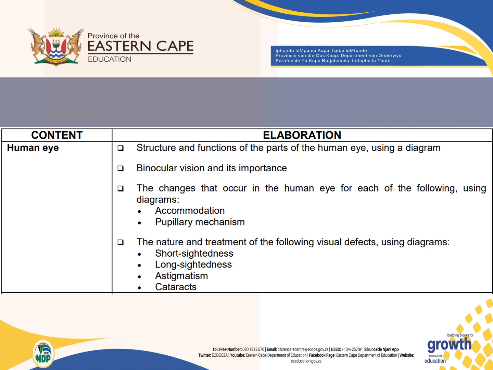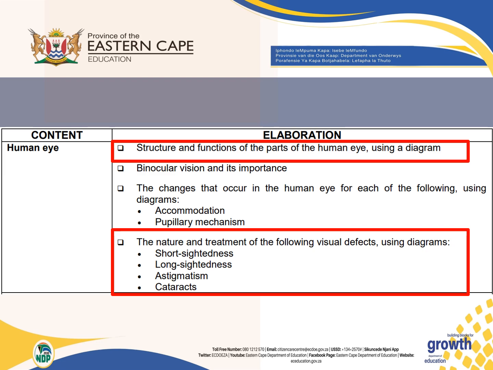In today's lesson, we are going to concentrate on the structure and functions as part of the eye, especially how defects in these structures can affect vision. We will also look at the visual defects and how these affect sight in the eye.